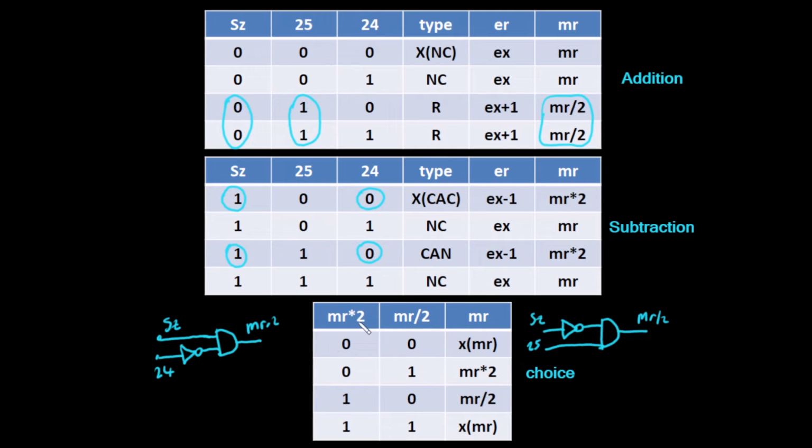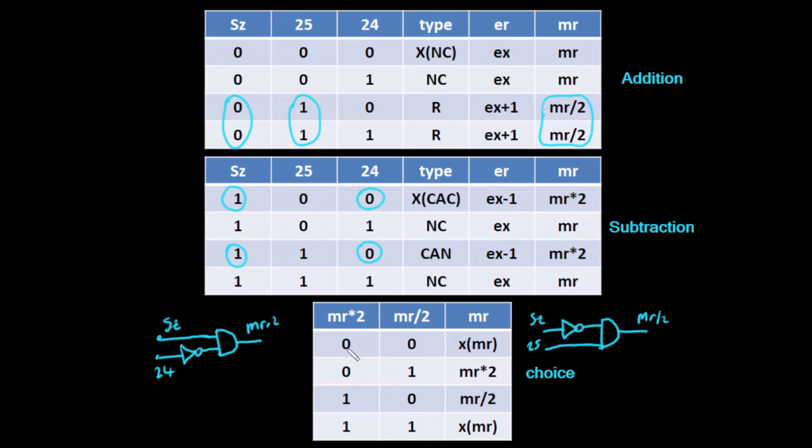So we have our MR times 2, MR divided by 2, and the MR. In this case, we could say that if we have a 0 for MR times 2 and a 1 for MR divided by 2, then we could call that MR times 2. And this one here, we could call that MR divided by 2.